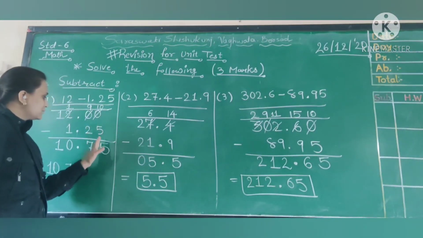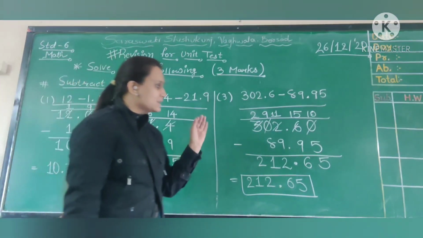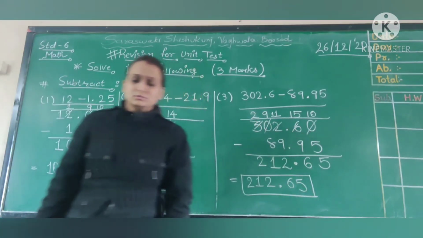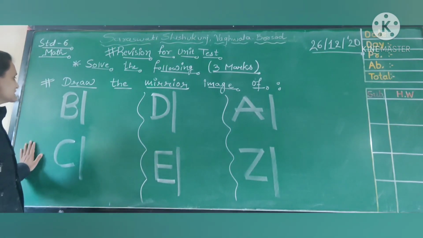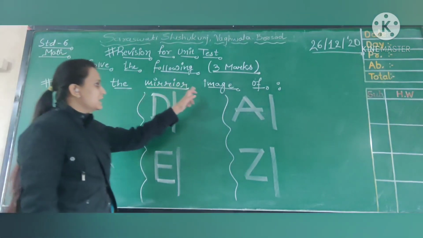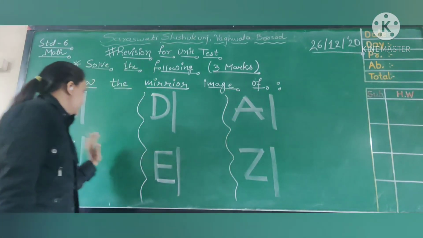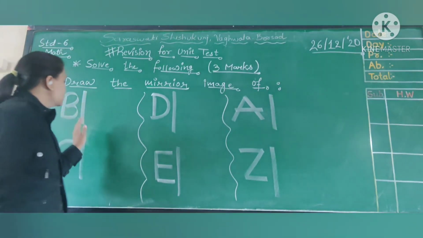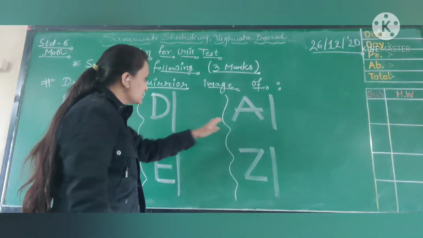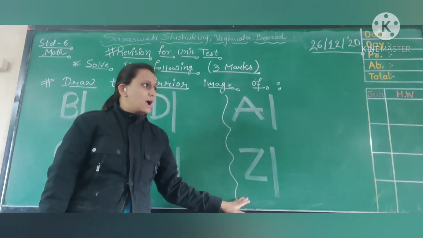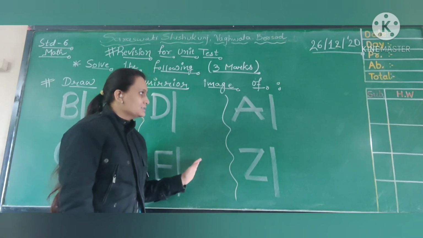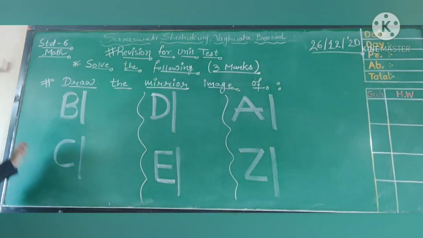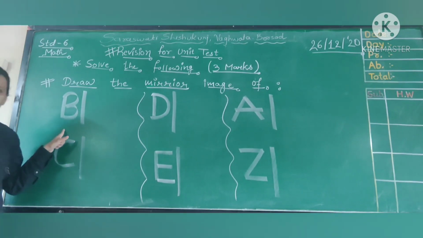First we have to decide the place value of the decimal numbers and then we have to subtract the different decimal numbers. Now the next question is that we have to draw the mirror image of the different letters given here. We have to show how the letters will look after reflection, meaning whether the letters will look exactly the same or reflected. So let us start. Here the first letter given is B.